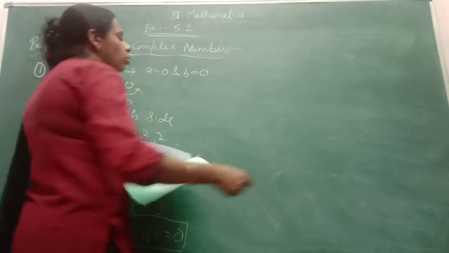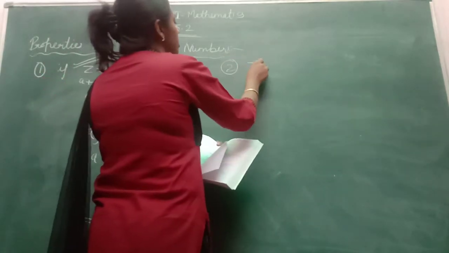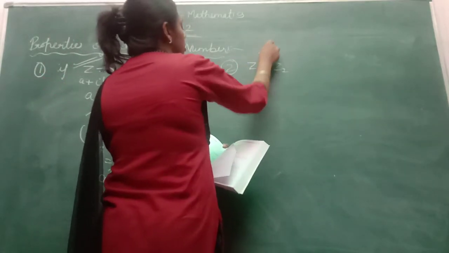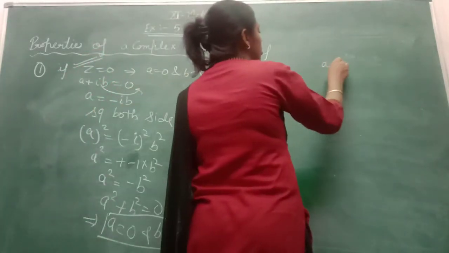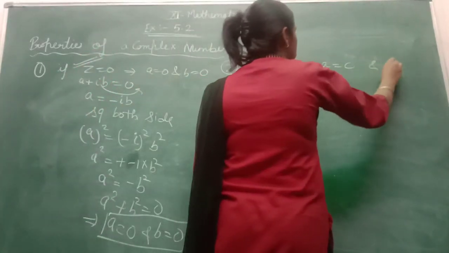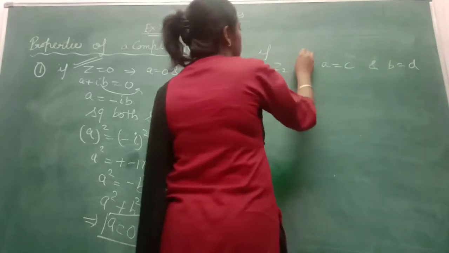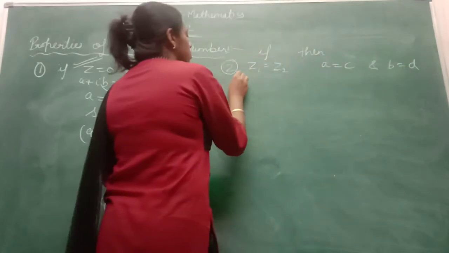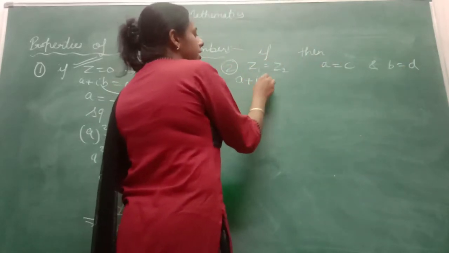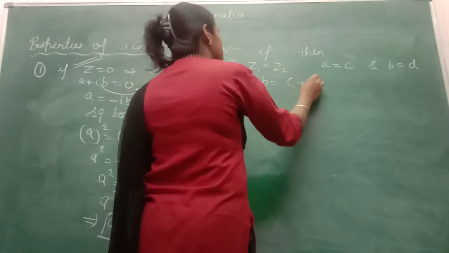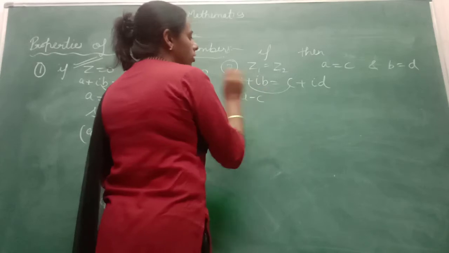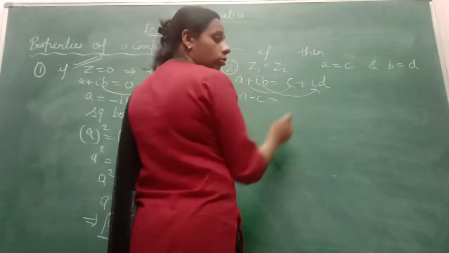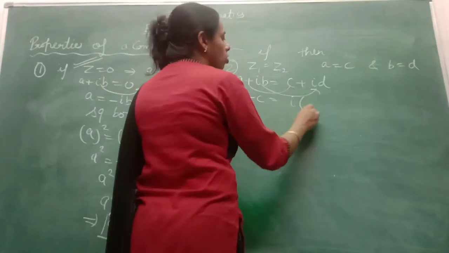Come to the second property. If z1 equals z2, if two complex numbers are equal, then their real part will be equal to the real part and the imaginary part will be equal to the imaginary part. How will you prove it? Suppose your complex number is a plus iota b, and in that case c plus iota d is there. Then collect the real part on one side and the imaginary part on the other side, taking iota common.